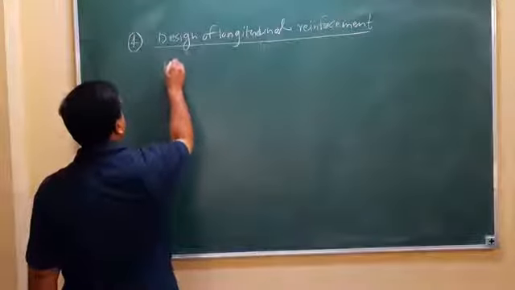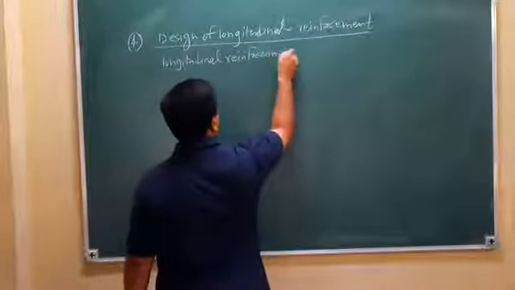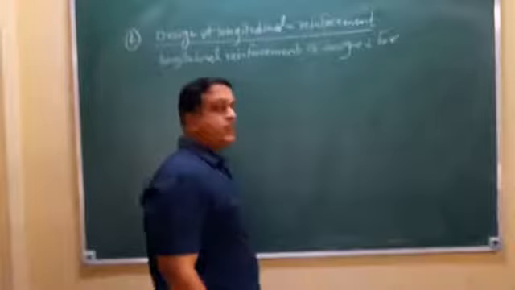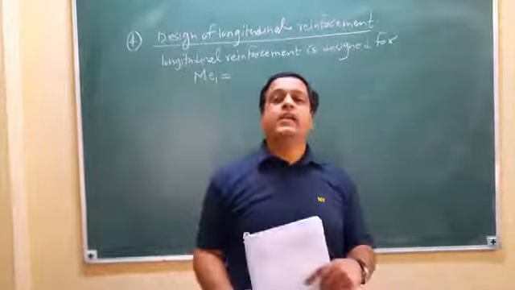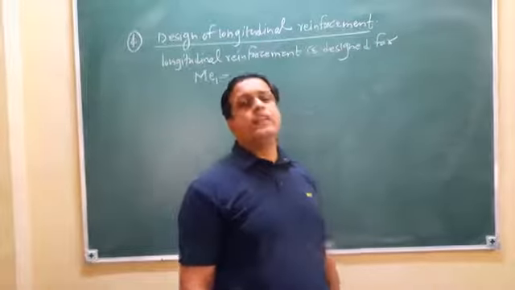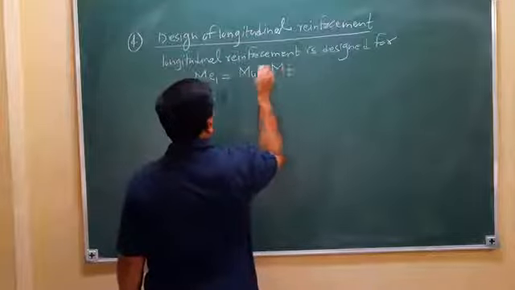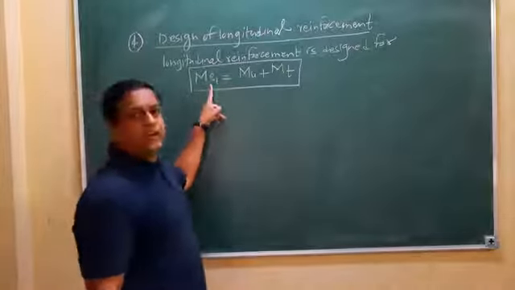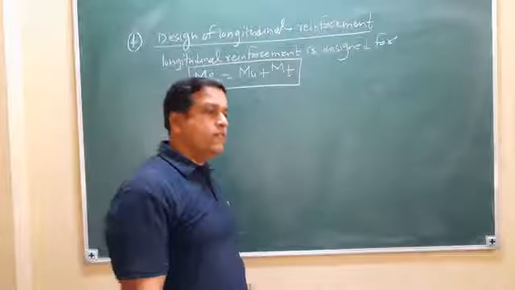That means longitudinal reinforcement is designed for bending moment ME1. So ME1 is the equivalent bending moment, like the equivalent shear force. Okay. What is the ME1? How it is calculated? The formula is directly given in IS code. ME1 is equal to MU plus MT. ME1 is the equivalent bending moment. MU is the ultimate bending moment. And MT is the extra bending moment developed due to the effect of a torsion.